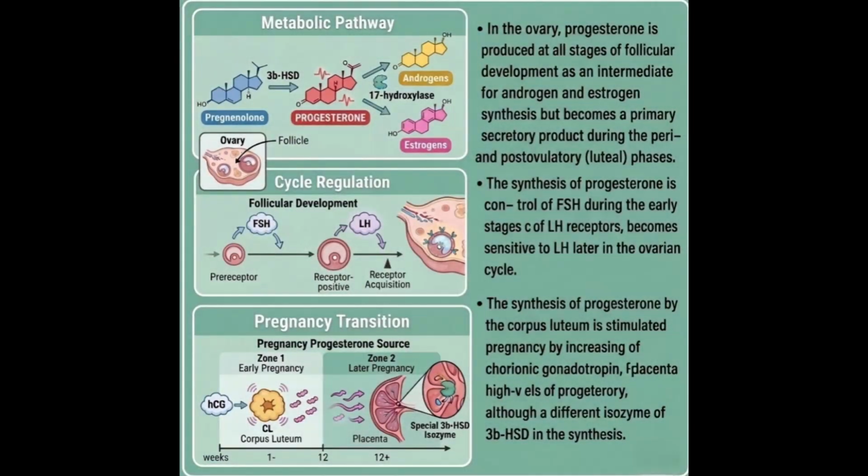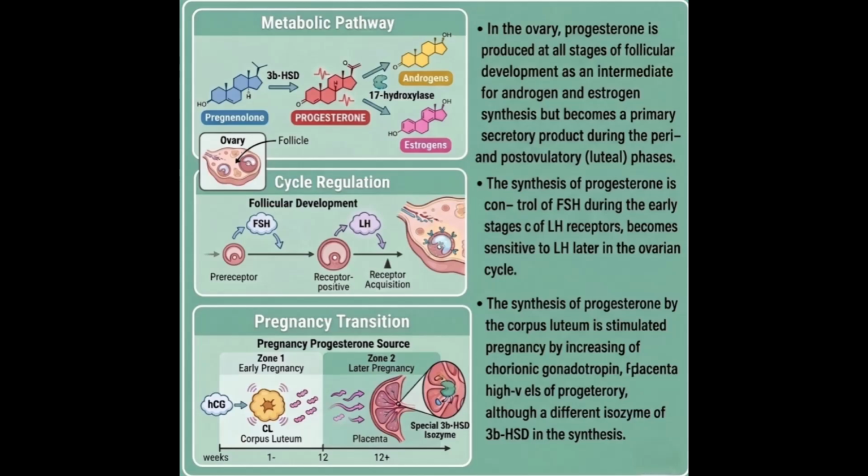In the ovary, progesterone is produced at all stages of follicular development as an intermediate for androgen and estrogen synthesis, but becomes a primary secretory product during the peri- and post-ovulatory luteal phases. The synthesis of progesterone is under the control of FSH during the early stages of folliculogenesis, and following acquisition of LH receptors becomes sensitive to LH later in the ovarian cycle.